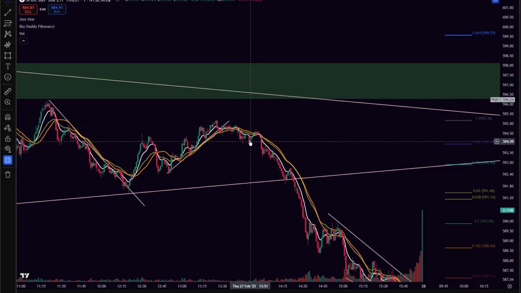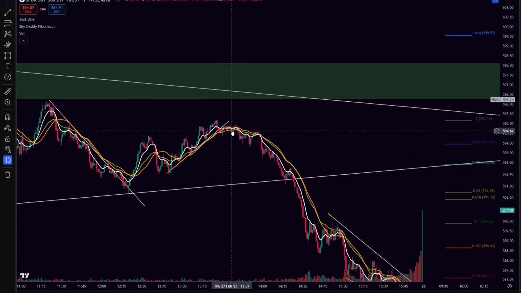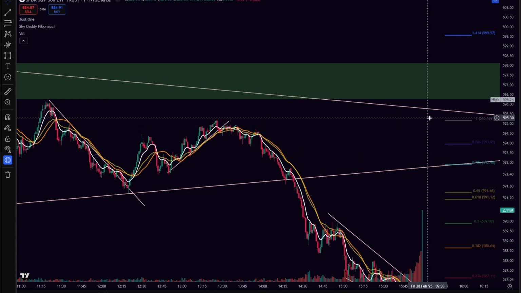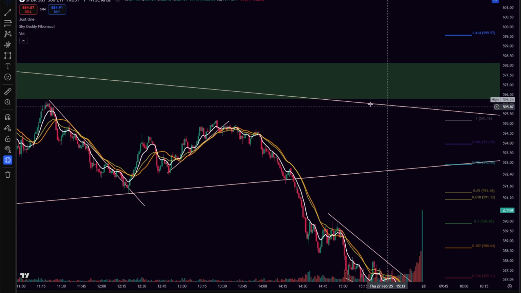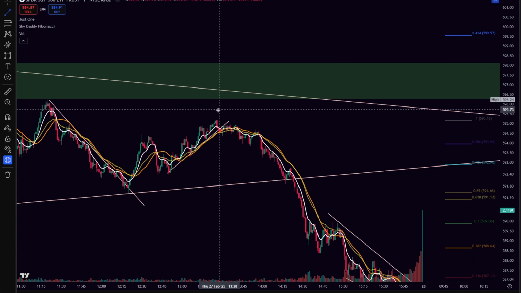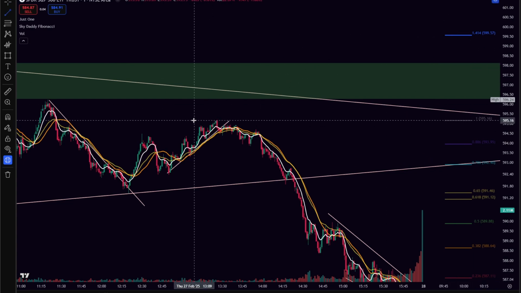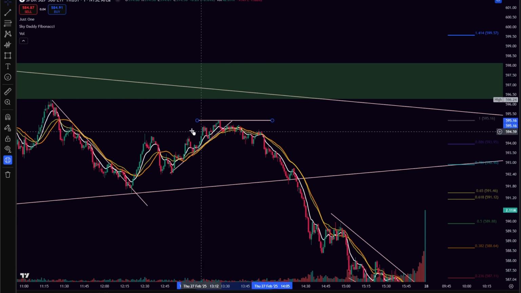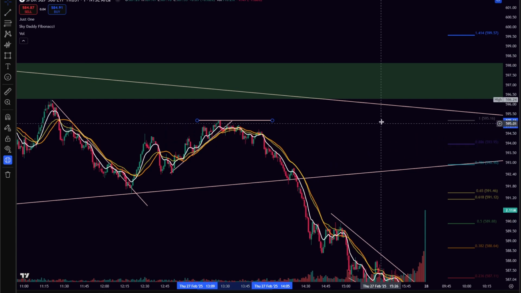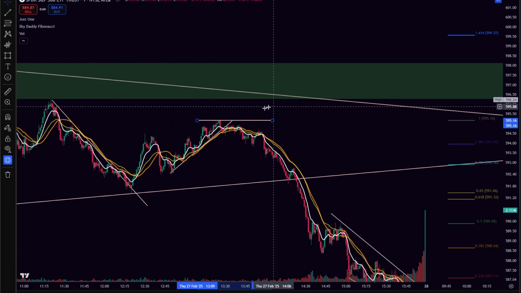130. Yeah, 130 was chop. It's like this right here. I would have wanted to see, to confirm us going up more, like if I was looking for calls, I would want to break out of this right here, at least, for more upside.